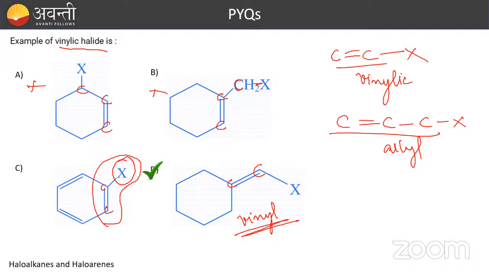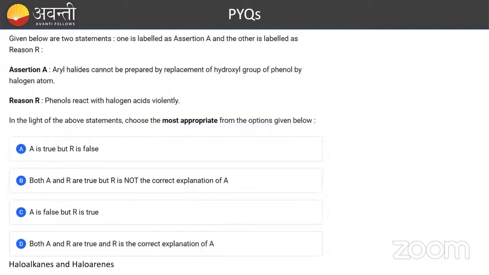Are you getting my point? Students, did you get the answer? Did you get why option C is incorrect? Yes. Good, good. So now we will go for the next question.